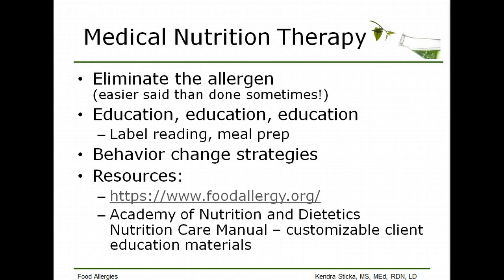Well, the bottom line is we need to eliminate the allergen, or whatever they're sensitive to. And of course, that's easier said than done sometimes, depending on what the allergen is, how much it's in food. As we all know, if someone's allergic to something like eggs that's in a lot of foods, or wheat, or things like that, it can be challenging. So a lot of it is really supporting the person, providing a lot of education on things like label reading, meal preparation, maybe finding new recipes or finding new packaged foods that they can purchase, things like that. So a lot of education.